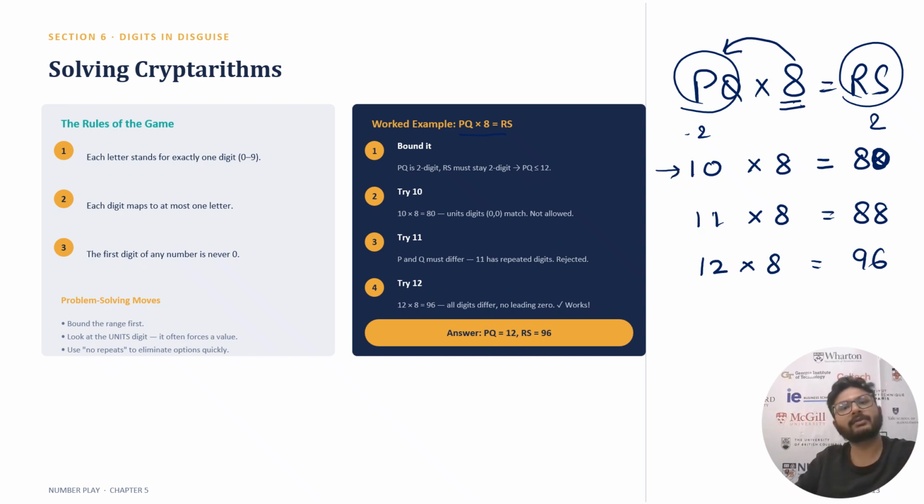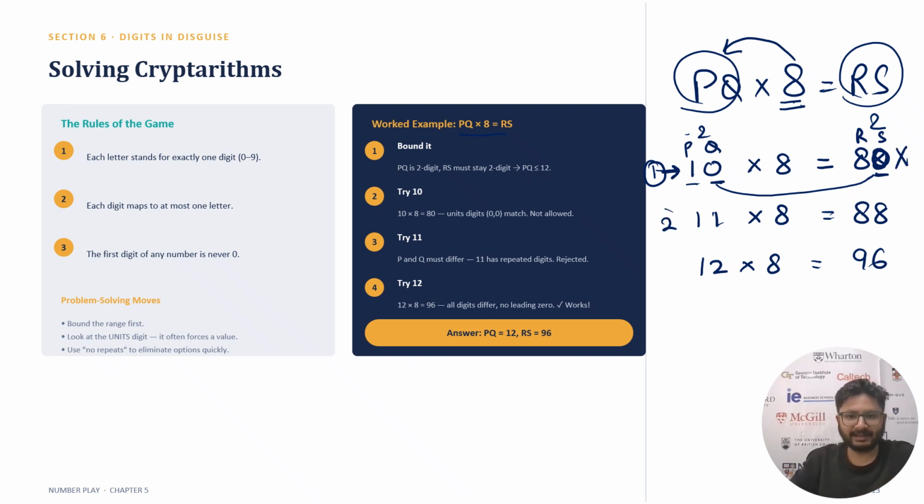Let's start with the first one. Let's try to find out the values of P, Q, R, S. 1, 0 is P and Q, and this is R and S. According to the first assumption, PQ can be 10 and RS can be 80. In that case, the value of Q and the value of S will be the same, but they need to be different, since they are different letters. So this is not possible.